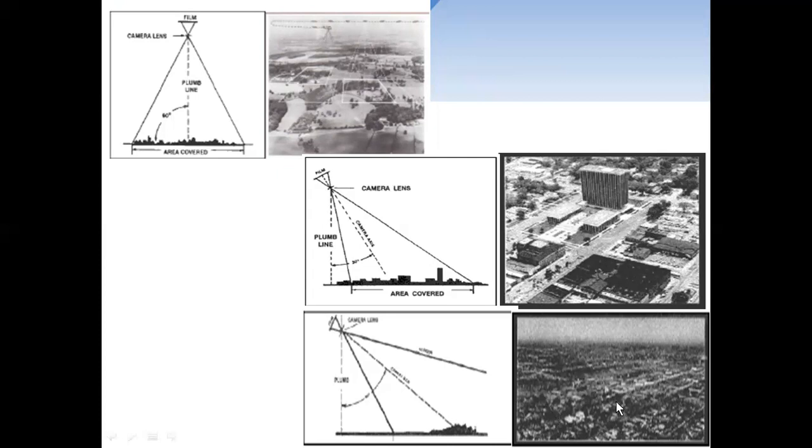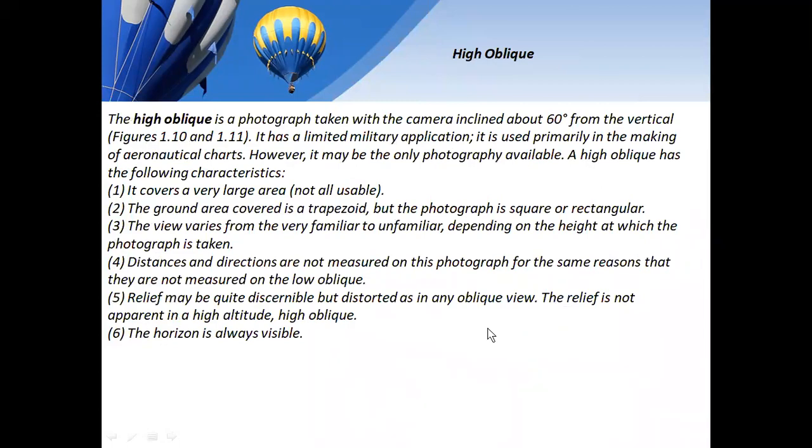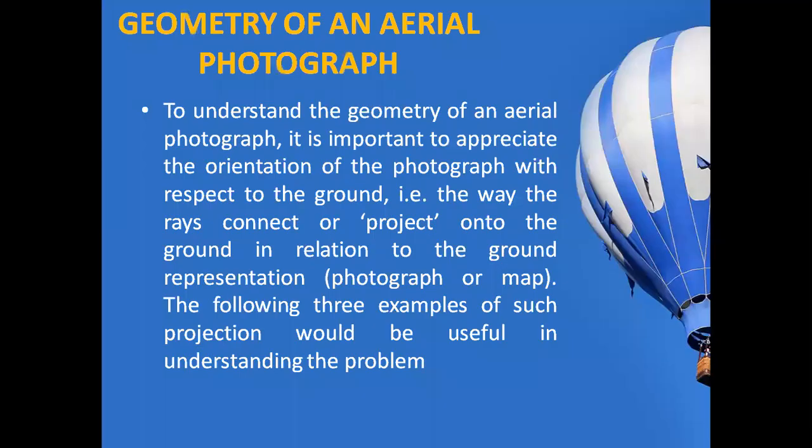Here generally we can't do this, but for artificial art galleries and small purposes only we can use these. These are the major three types of aerial photographs: vertical, low oblique and high oblique, and all their characteristics.